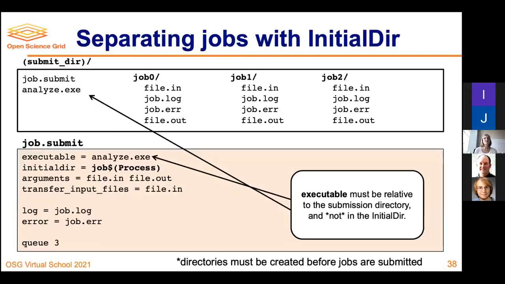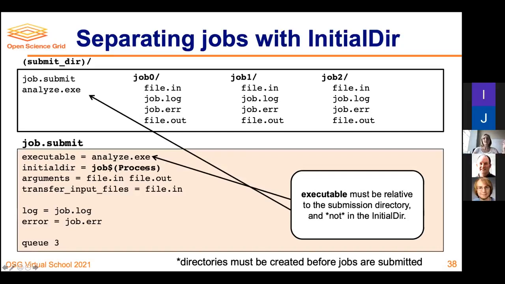Another option for organizing job files that we see people preferring a lot is to have the files for each job organized into their own subdirectory. So we might have one for job 0, 1, and 2. And drawing on that same example with our analyze executable, in this case, we can define a new variable called InitialDir.